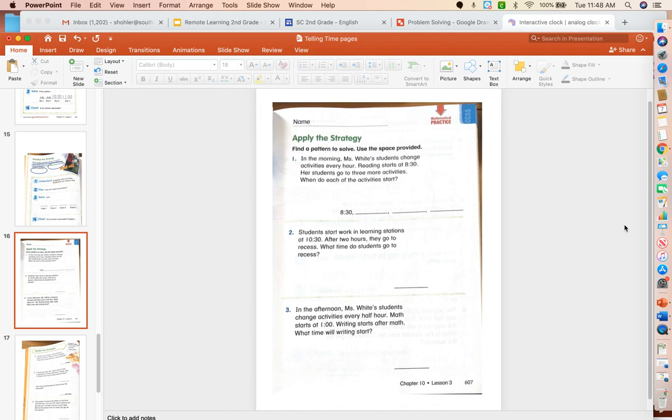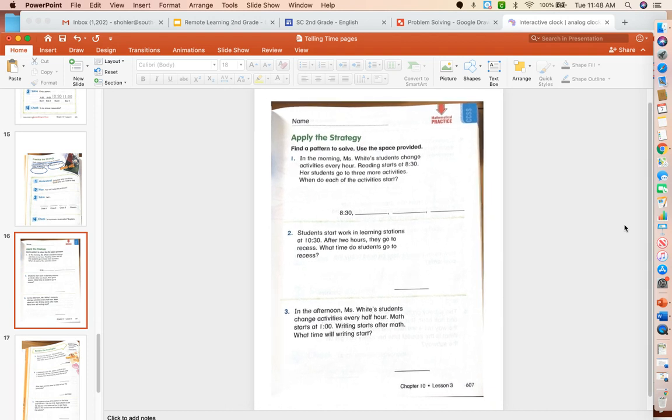It says apply the strategy, find a pattern to solve, and use the space provided. Number 1, in the morning, Mrs. White's students change activities every hour. Reading starts at 8:30. Her students go to 3 more activities. When do each of the activities start?